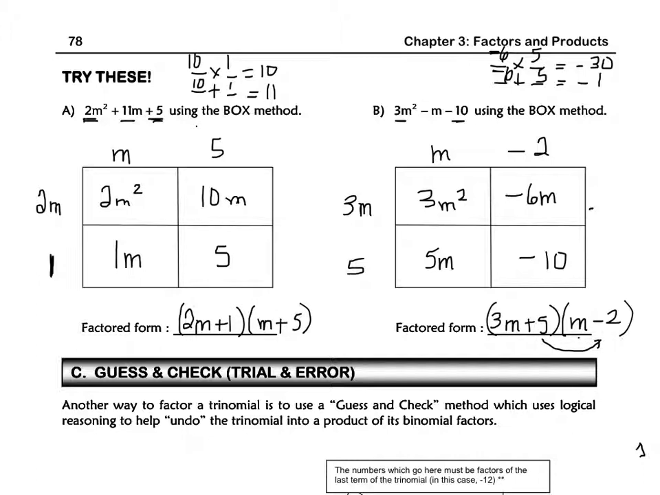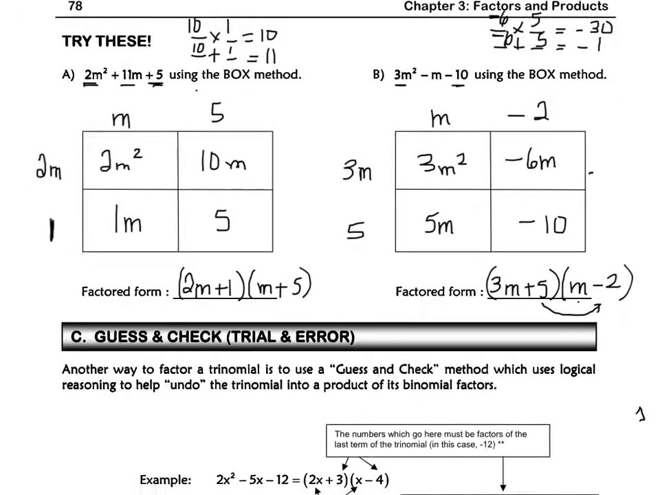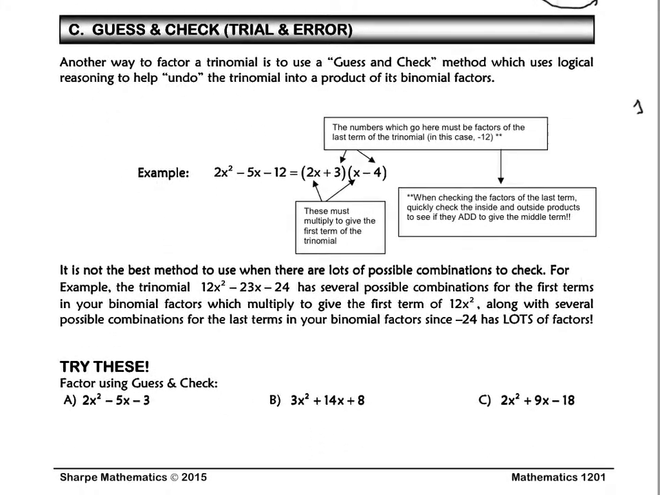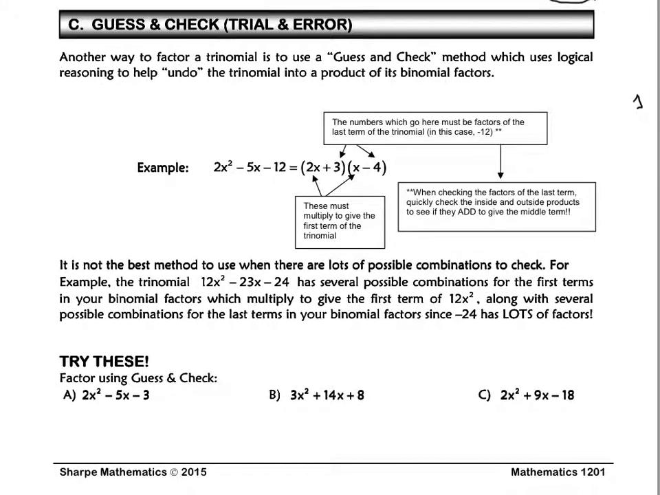So that would work. The last method is the guess and check method, which is the way that I was taught. Those other methods weren't taught when I was in school, but the guess and check method is more just using the idea of reversing the FOIL process and knowing that when you have a trinomial, this first term will always come from the product of the first terms in your binomial factors, if it is factorable. And the second terms in the binomial factors will always multiply to give you this last term.